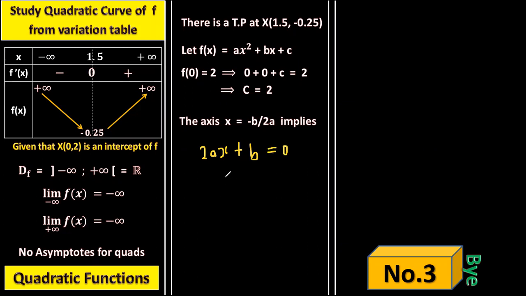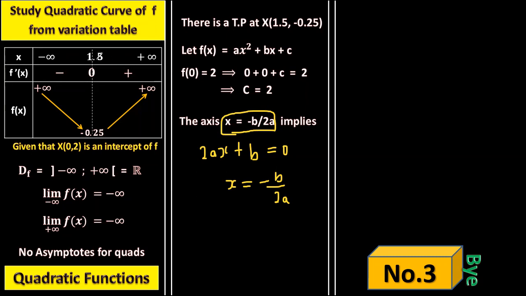So from here, what will be the value of x? This x is the axis of symmetry, because the x value at the turning point is equal to the axis of symmetry. From here, x will be equal to negative b on 2a. So that is why we are talking about this. At the axis of symmetry, x is equal to negative b on 2a.